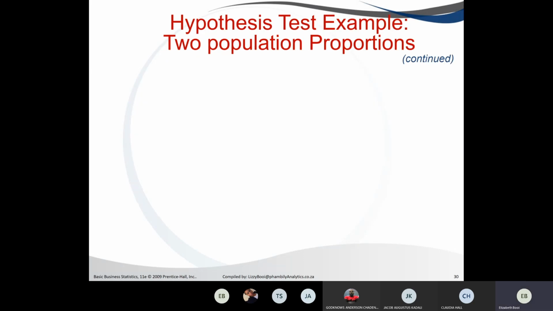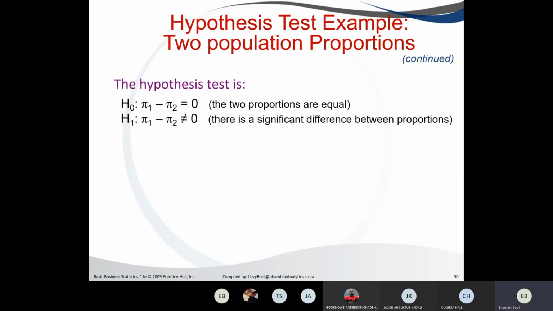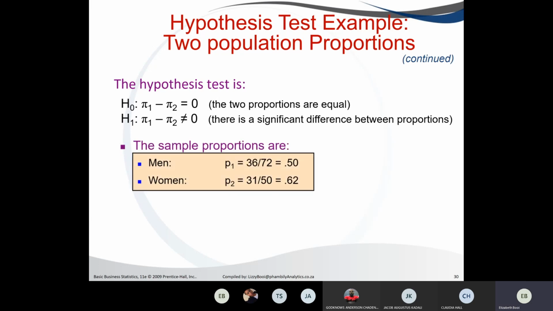So let's do the hypothesis testing. We know that the first step of doing the hypothesis testing is to state your null hypothesis and your alternative. Our null hypothesis states that the population proportion 1 is equal to the population proportion 2. And the alternative is that the population proportion 1 is not equal to the population proportion 2. There is a difference. Step number 2, state what you are given.